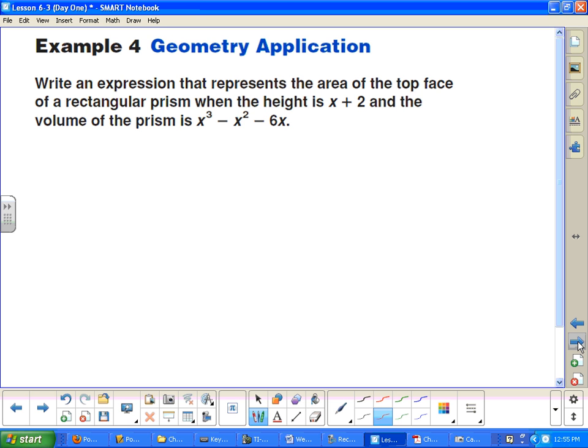All right, write an expression that represents the area of the top face of a rectangular prism when the height is x plus 2 and the volume is x cubed minus x squared minus 6x.